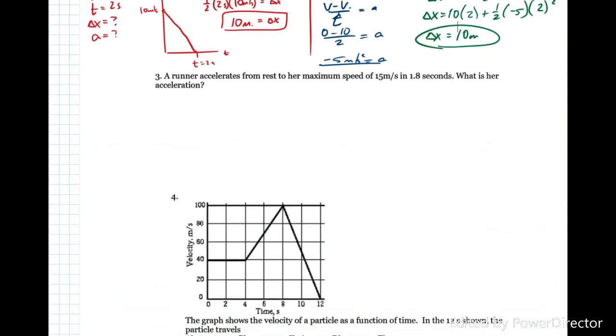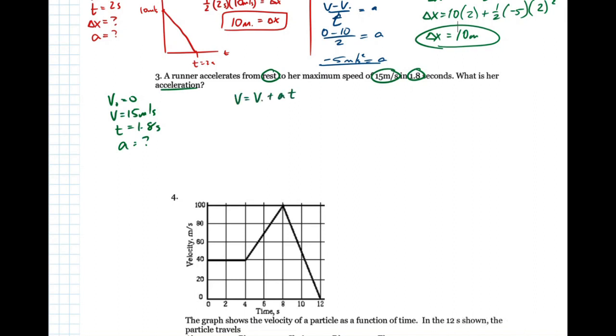Here we have a runner accelerating from rest to her maximum speed of 15 meters per second in 1.8 seconds, and we want the acceleration. Rest tells me that the initial velocity is 0. Maximum speed is our final velocity of 15 meters per second. And the time is 1.8 seconds. We want the acceleration. Well, all of that is in this equation. So all of that for acceleration.